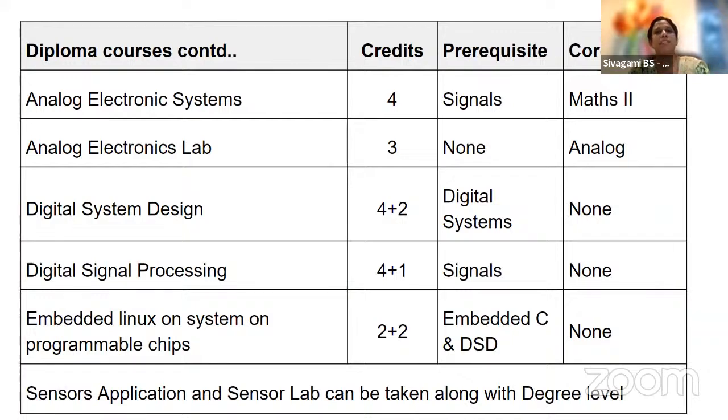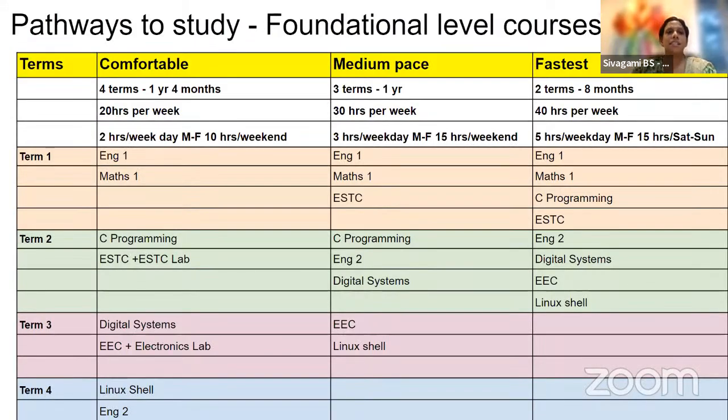So these are the set of diploma level courses which are being proposed to be offered in the upcoming September term. Okay, so these are the pathways to study. When we say comfortable pace, medium pace and fastest pace, please take a closer look at it. The comfortable pathway means only 2 subjects per term. Each subject normally demands 10 hours per week. So we suggest 2 hours per weekday, Monday to Friday, and 10 hours on the weekends, which is 20 hours in total, and you can take 2 subjects in a term.